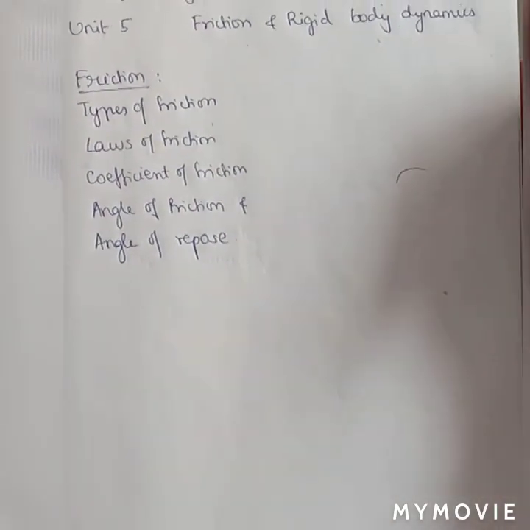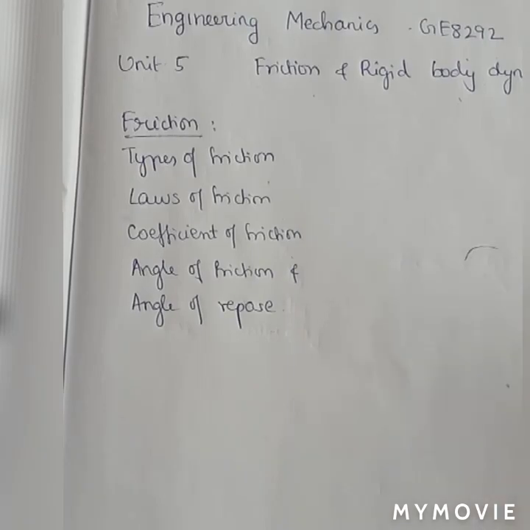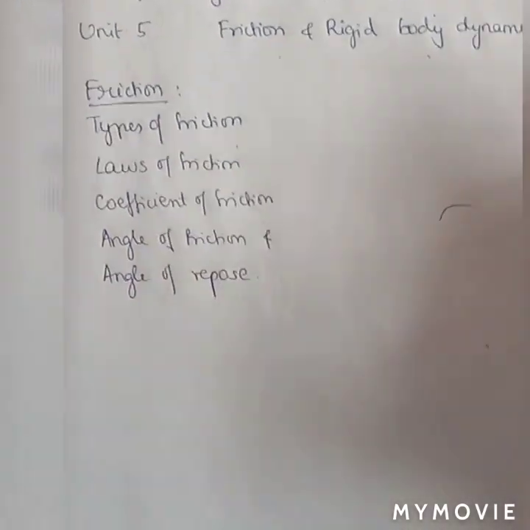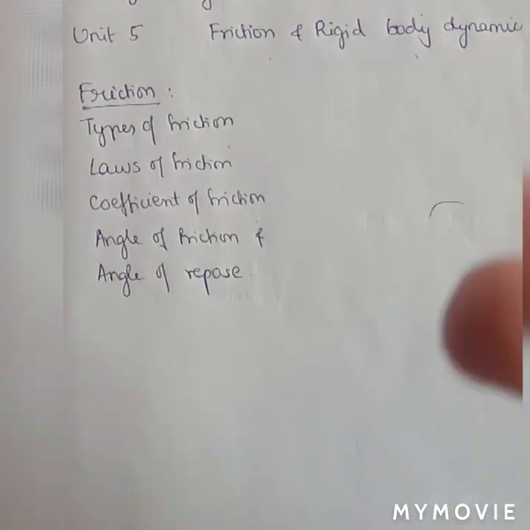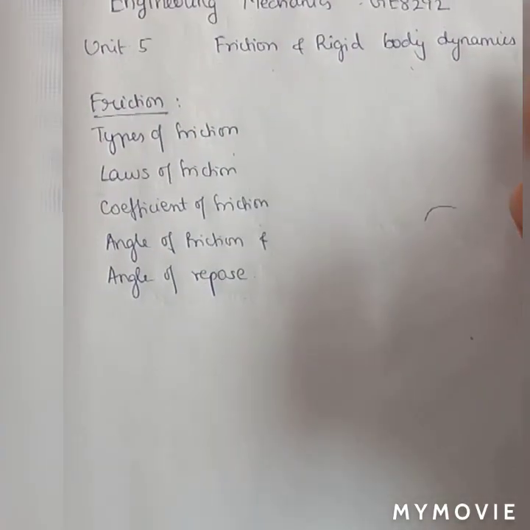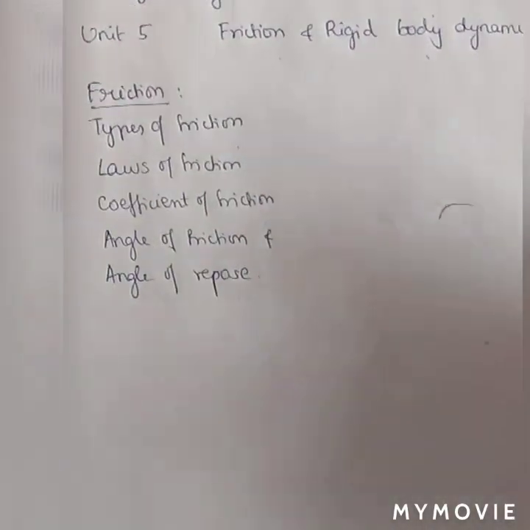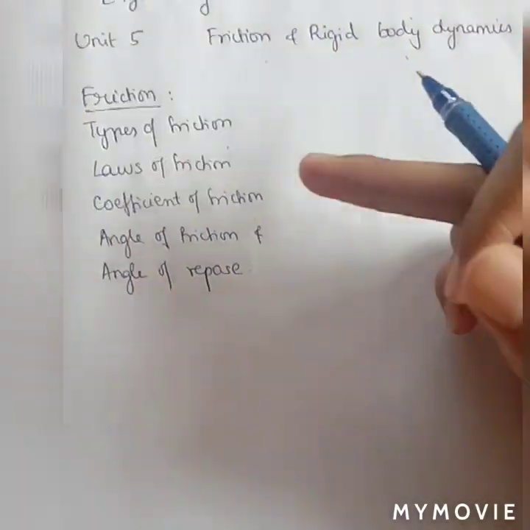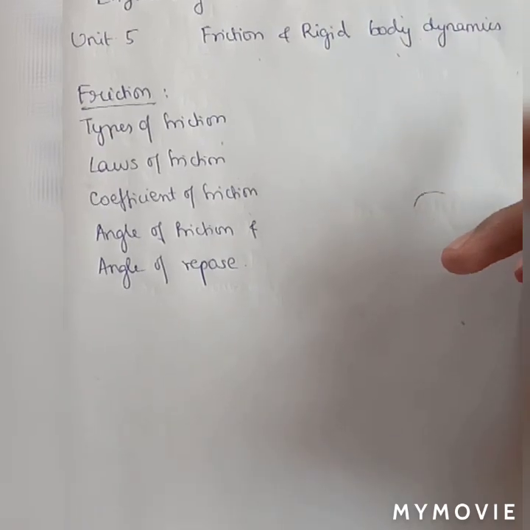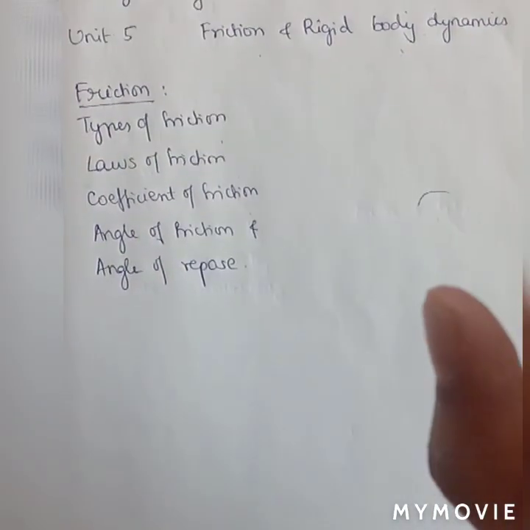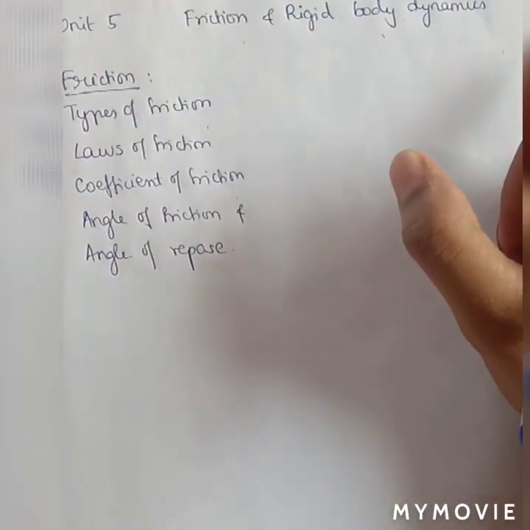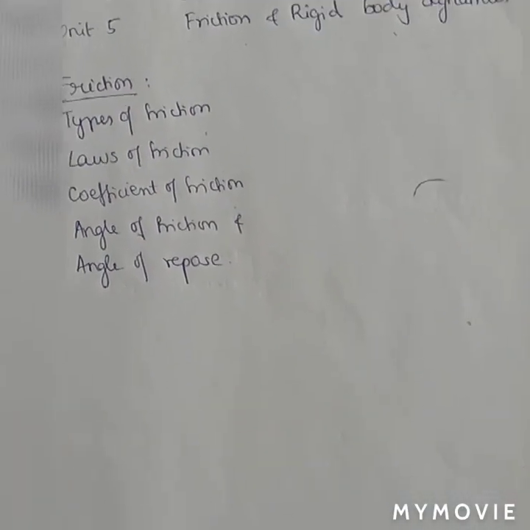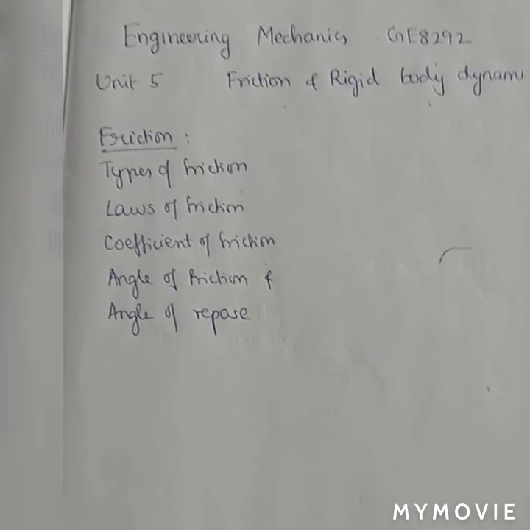Yes, so what is friction called? Whenever two objects are in contact, there exists a force at the point of contact between these two surfaces, that will be tangential to the contact surface, and it opposes the force which is applied. So that is what we are going to discuss in detail. Let me explain it in detail.